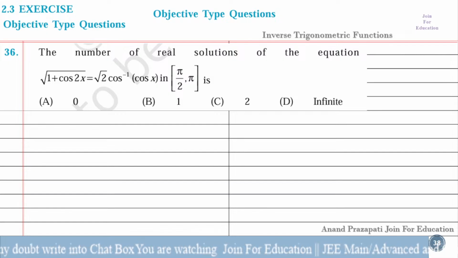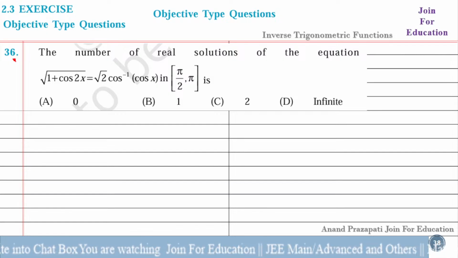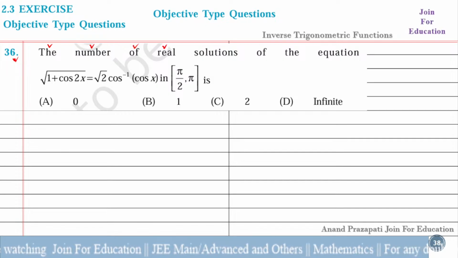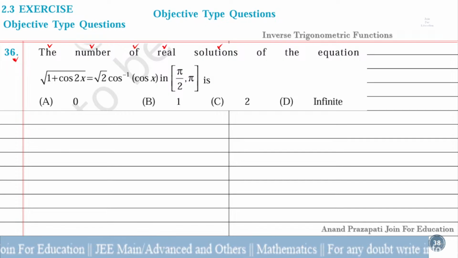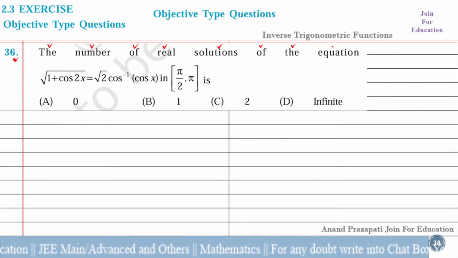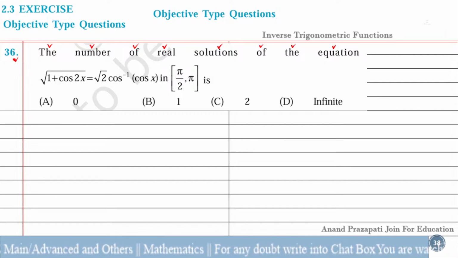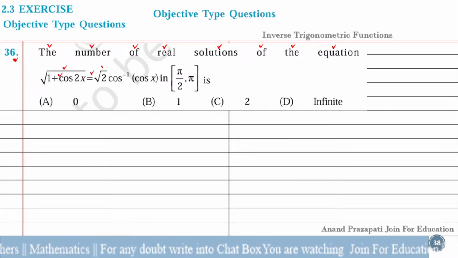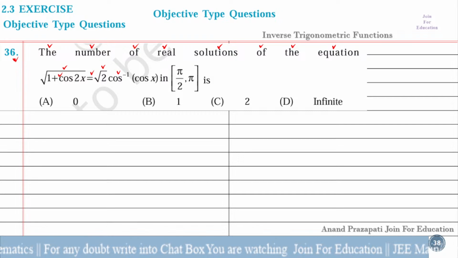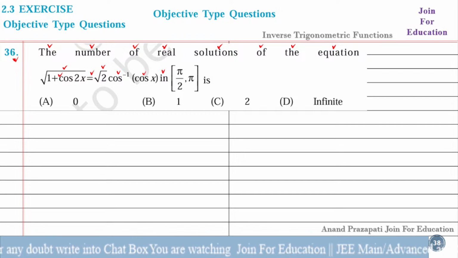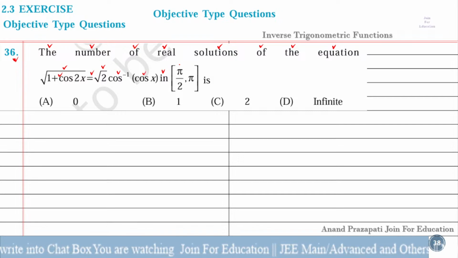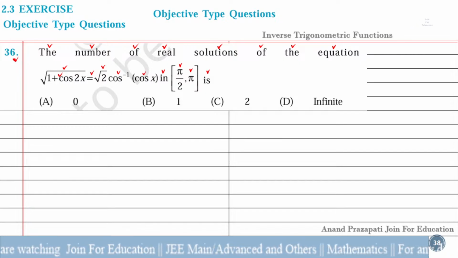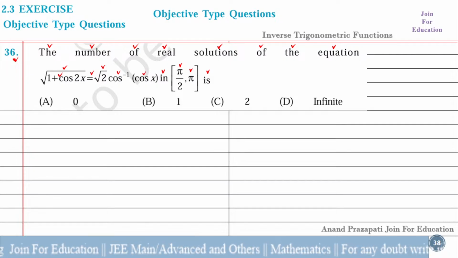Let's see question number 36. In this question it asks us the number of real solutions of the equation 1 plus cos 2x over root equal to root 2 cos inverse cos x in the closed interval pi by 2 to pi. Let's see the solution. After the solution I will pick out the correct option.